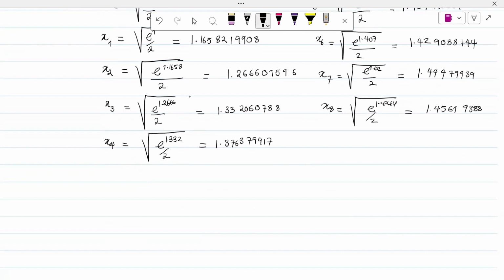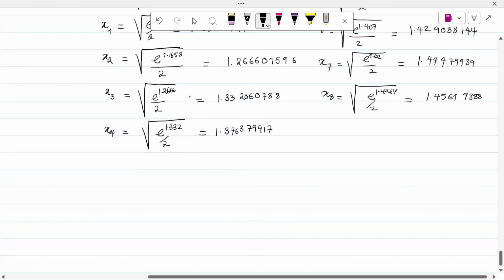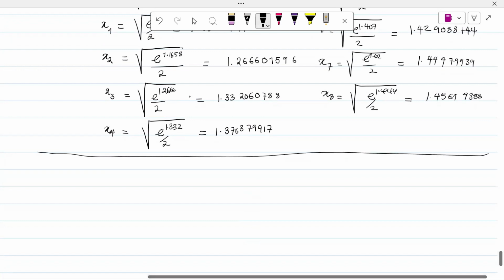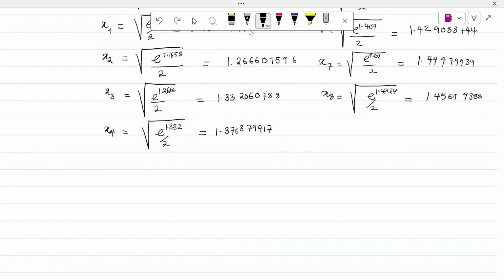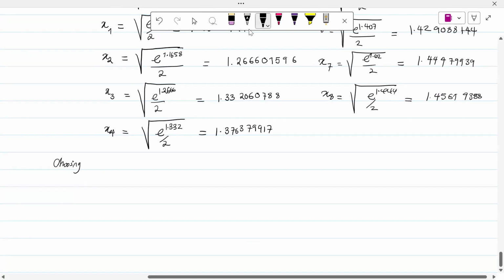1.59. Okay, it's fine. We can choose 1.59. What I want to show is that we're approaching. It doesn't matter which side you started from, you should always approach 1.5. Choosing x naught equal to 1.59, let's see if we're approaching 1.5.